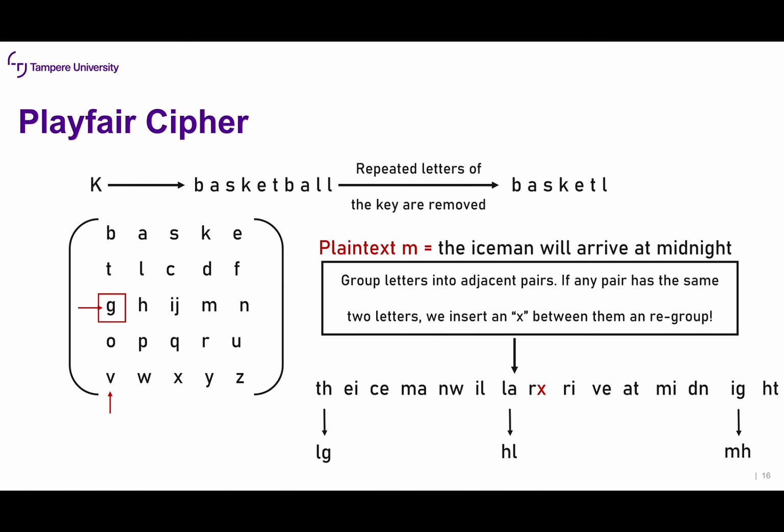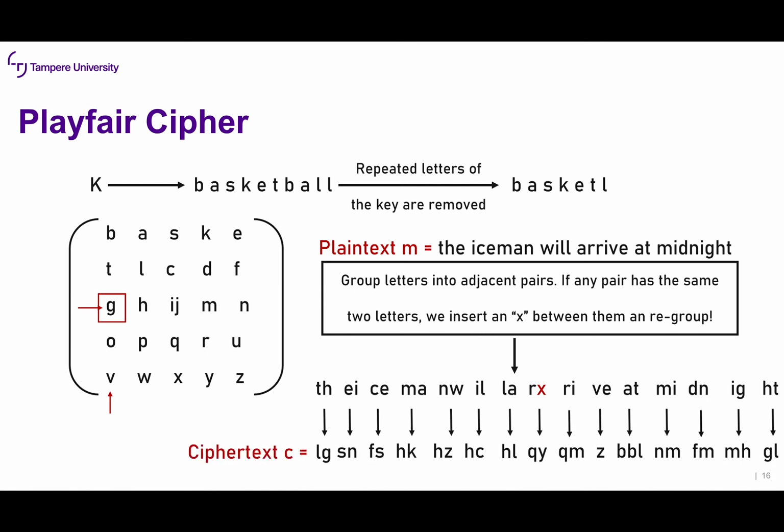By moving on and doing all the encryptions for all the blocks, we end up with this ciphertext. So we just used Playfair and the rules that we just described in order to encrypt the message: the sender, the Iceman, will arrive at midnight, and the ciphertext is this series of characters at the bottom of your screen. Good. I forgot to say that the decryption process in the Playfair cipher is accomplished by just reversing the encryption procedure.